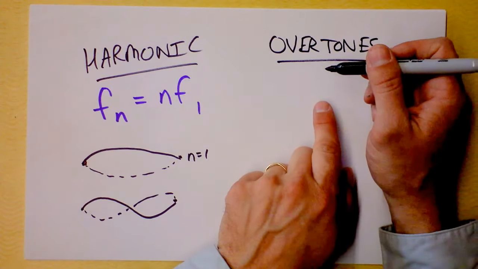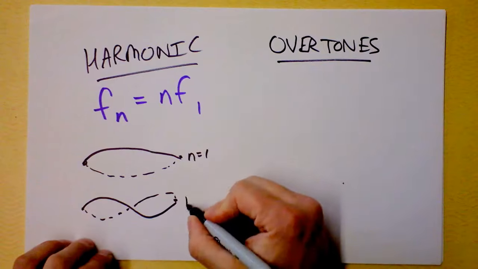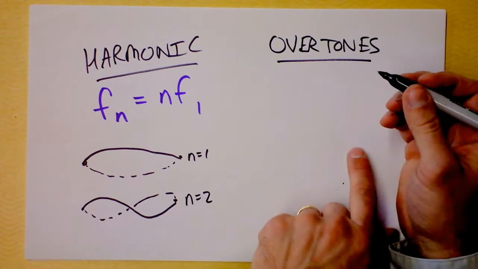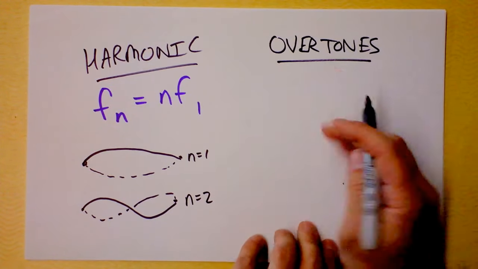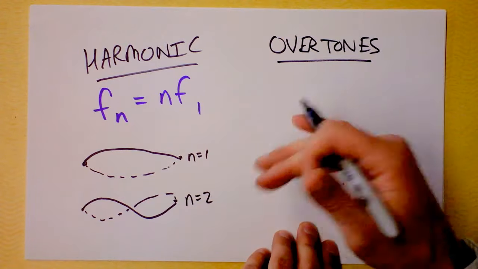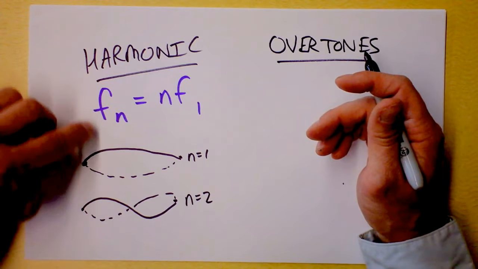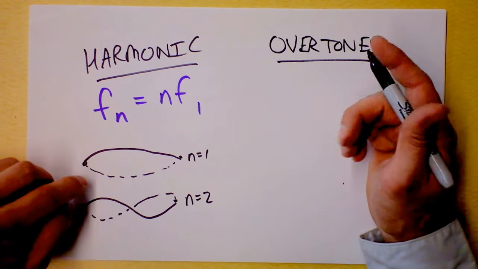But for overtones, it's sort of the same thing. This is n equals 2. Over here, for overtones, I like to think of overtones as the next possible wave that can exist. So in this case, the harmonic and the overtone are the same thing.